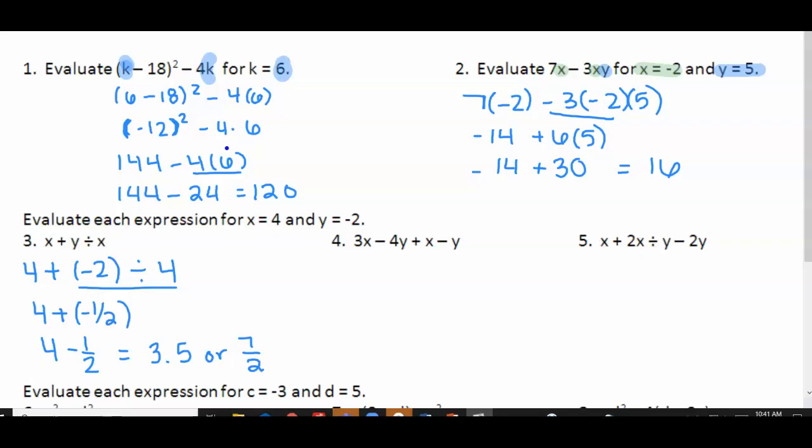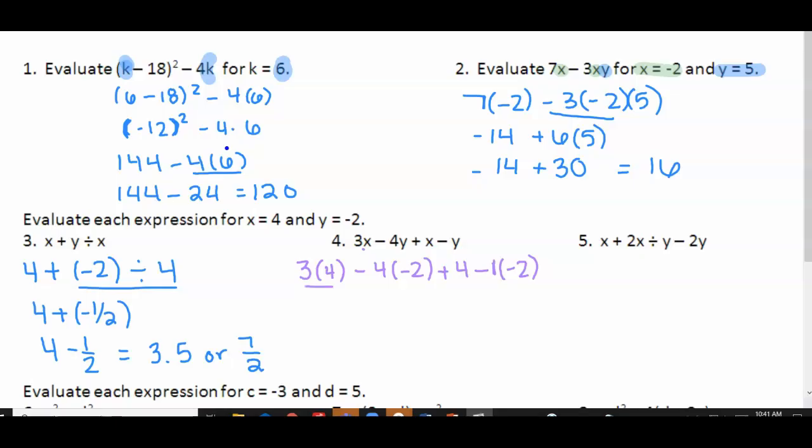Number 4, you have 3 times X, and X is 4, so it's 3 times 4, minus 4 times Y, and Y is negative 2, plus X, which is 4, minus a minus. So a minus turns to a positive. It's also kind of like saying negative 1 times negative 2. So a negative times a negative becomes a positive.